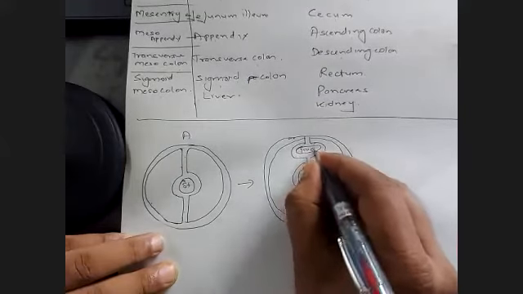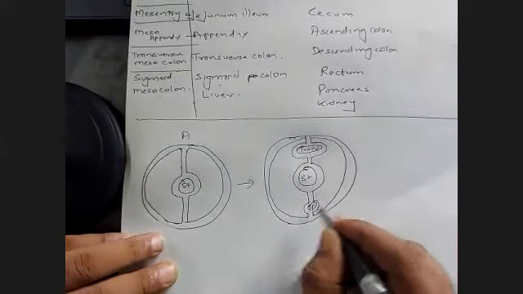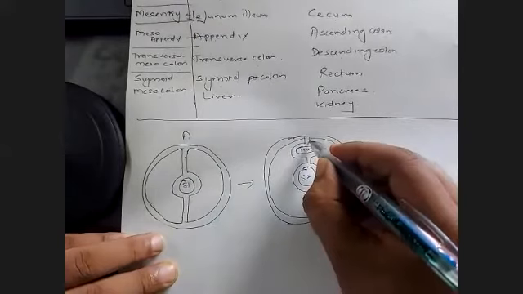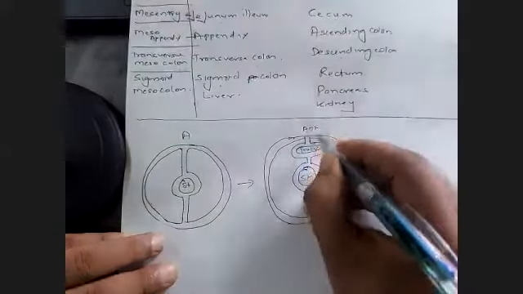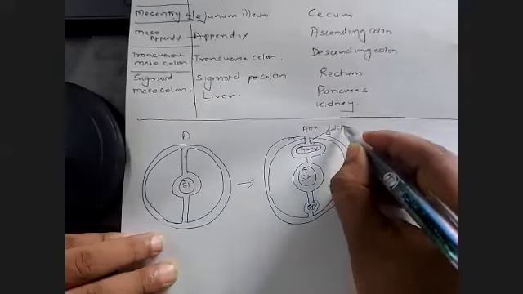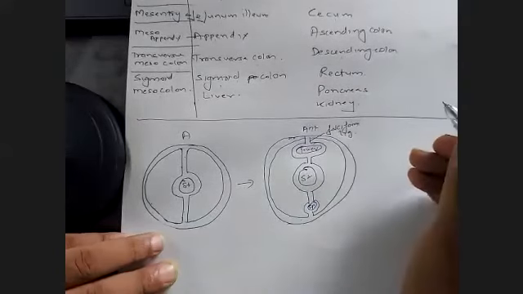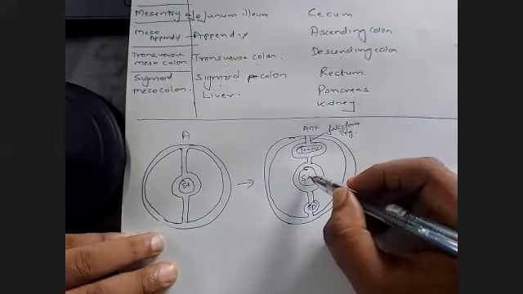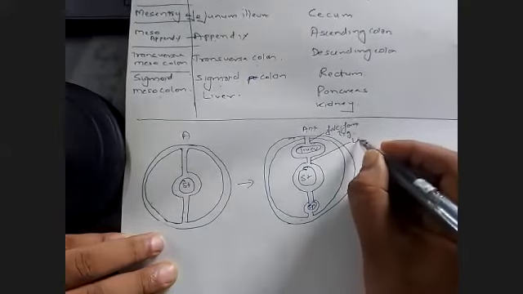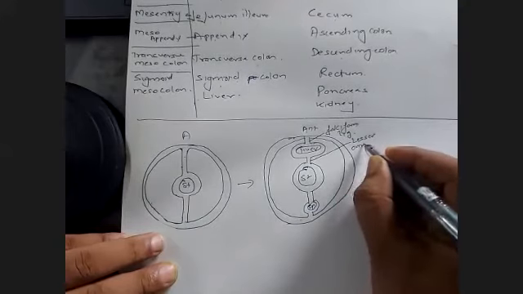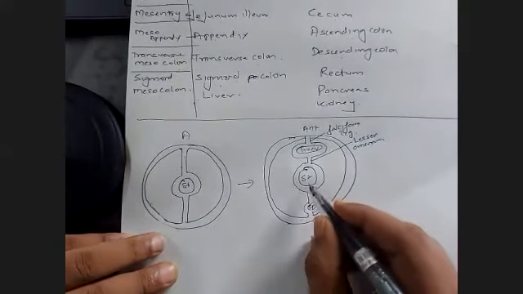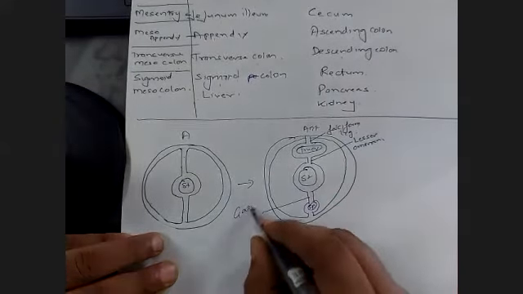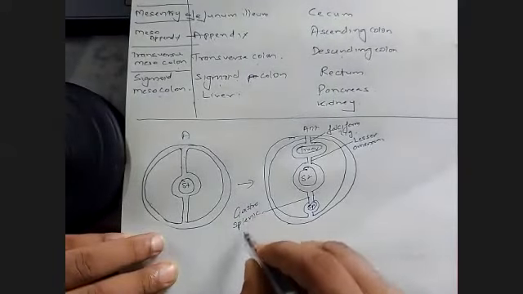So this is liver, this is spleen. Now part of the ventral mesogastrium running from anterior abdominal wall to liver is called as falciform ligament. Part of the ventral mesogastrium running from liver to stomach is called as lesser omentum. Running from stomach to spleen is gastrosplenic ligament.